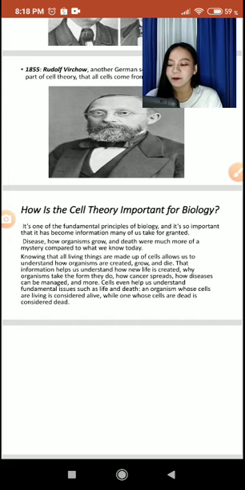Additionally, before cells and the cell theory were known, it wasn't understood that humans as well as other living organisms were made up of billions and trillions of tiny building blocks that controlled all our biological processes. How organisms grow and die were much more of a mystery compared to what we know today. The cell theory fundamentally changed how we look at life.